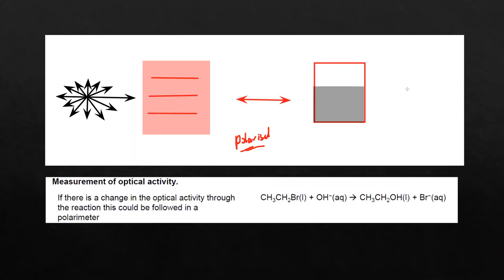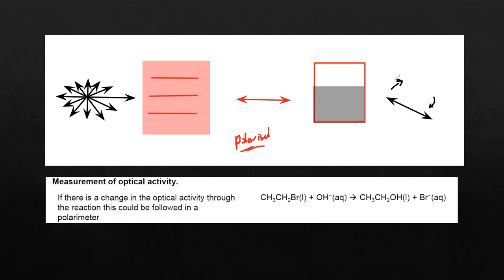For example, in this case, it is rotating the light clockwise. They absorb and rotate the light clockwise. You can see this is a clockwise rotation compared to the original plane. But what happens as the reaction occurs? In the beginning, the light is rotated by the reactant molecules clockwise.